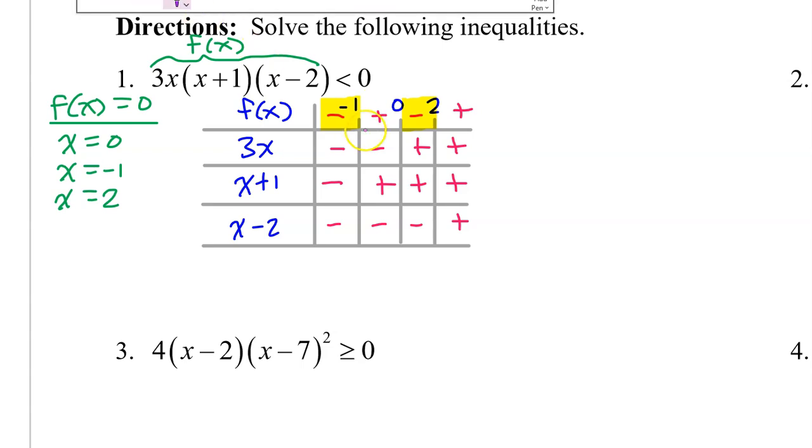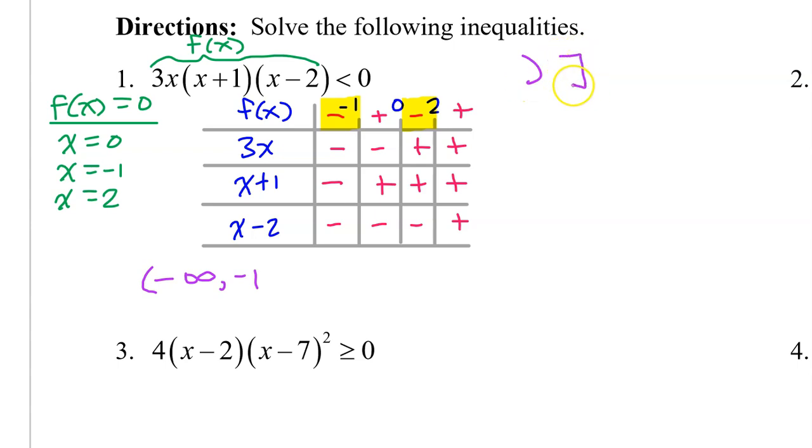So for the first interval, it goes from -∞ to -1, but we have to be careful and consider whether we will use brackets or parentheses. Infinity always gets a parenthesis. However, the endpoint, the number, sometimes will be a parenthesis and sometimes will be a bracket. And that depends on whether we have a less than or equal to.